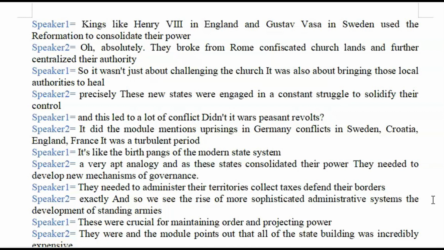And this led to a lot of conflict, didn't it? Wars, peasant revolts. It did. The module mentions uprisings in Germany, conflicts in Sweden, Croatia, England, France. It was a turbulent period. It's like the birth pangs of the modern state system.